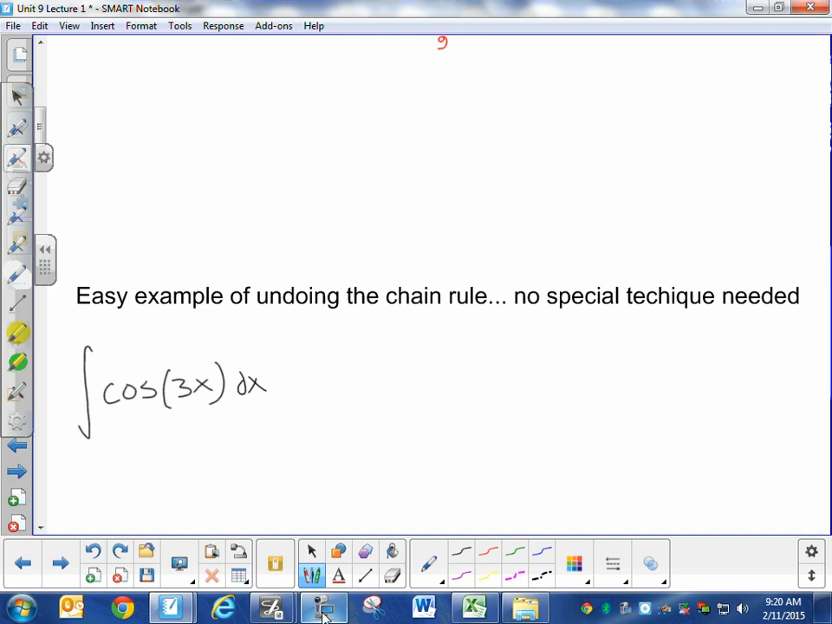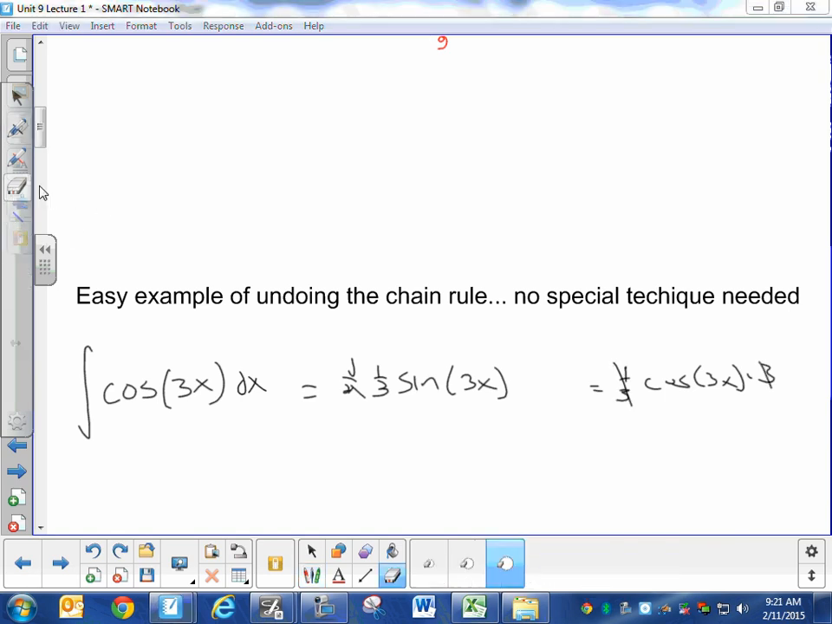What do we get? Yeah, exactly. 1/3 sine of 3x. We know that we're going to have sine of 3x, right? But then if I take the derivative of sine of 3x, I get cos 3x times 3. So I have to get rid of this 3 by adding a 1/3. And all of a sudden, that 1/3 and that 3 go away. So boom, you just undid the chain rule without U-substitution, without a special technique.